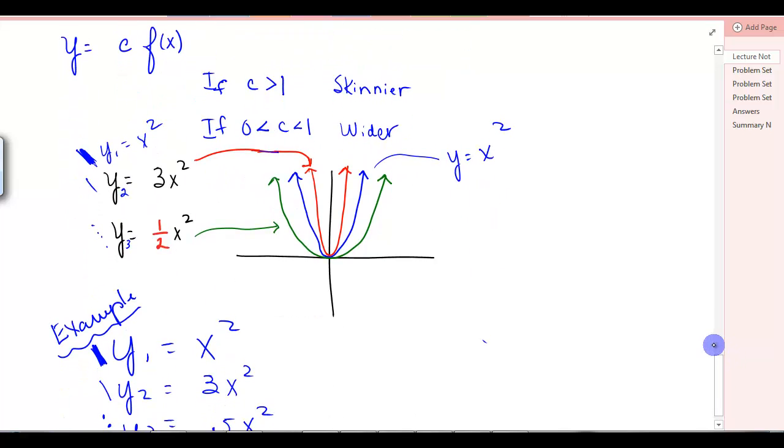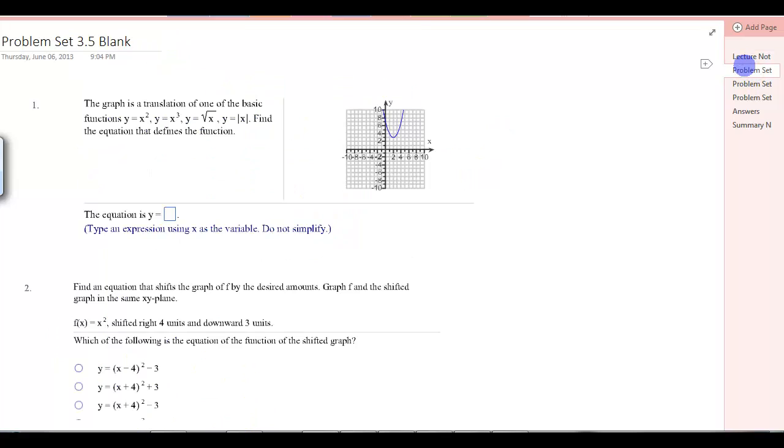And the last thing, if this coefficient in front of f of x is greater than 1, it's going to make that skinnier. If it's less than 1, between 0 and 1, it's going to get wider. So this blue is your basic x squared. The red one is 3x squared, and 1/2 x squared gets wider. All right, so that's the basic transformations. Let's look at the problem set and see what we're going to be doing.